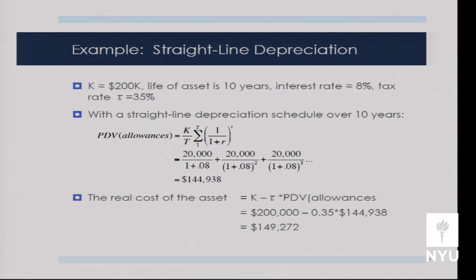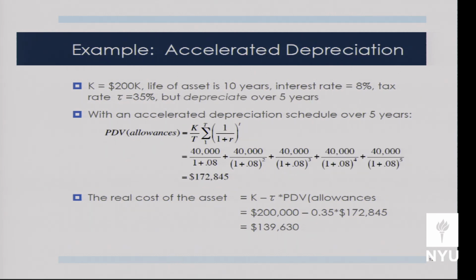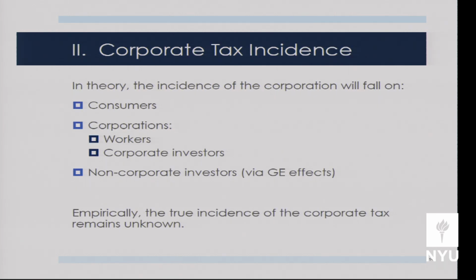In this case, Z would be 144,938 divided by 200,000. So as we accelerate depreciation, Z gets bigger. Z gets closer and closer to 1. The slower the depreciation schedule, the closer Z is to 0. Z ranges from 0 to 1. Okay. That's sort of the story of depreciation allowances.